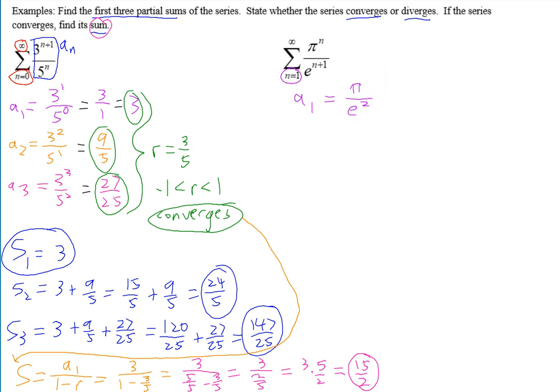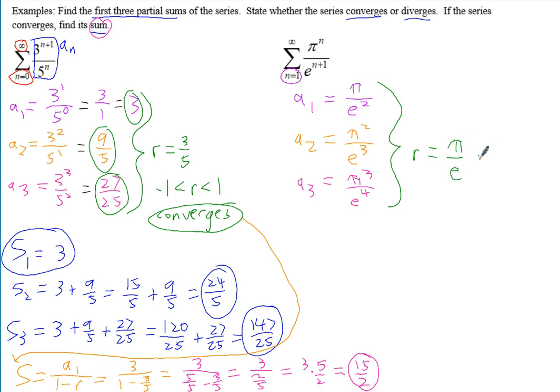And the second term, we call a sub 2, would be when you plug in the next integer after 1, 2. So it'd be pi squared over 2 plus 1 gives you 3, so e to the third. And then the third term, if we plug in the next integer 3, it'd be pi cubed over 3 plus 1 gives you 4, e to the fourth. So looking at these 3, you can see the common ratio. The numerator is getting multiplied by pi, the denominator is getting multiplied by e, so it's pi over e.